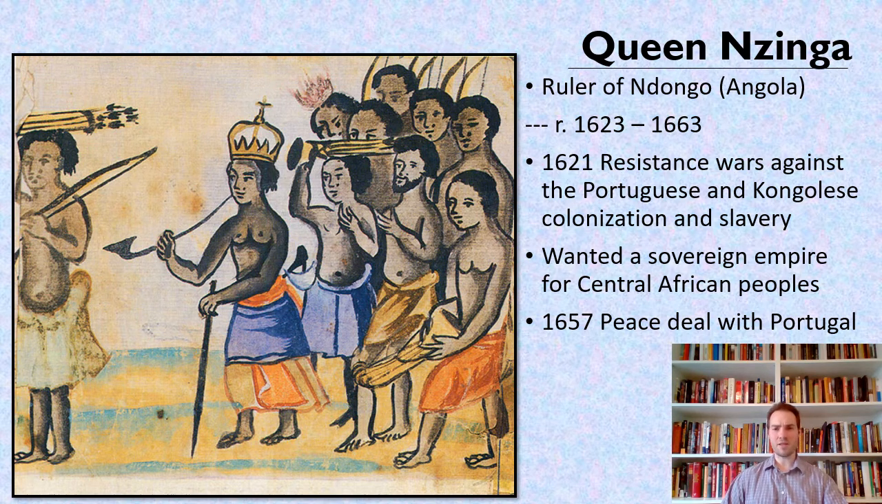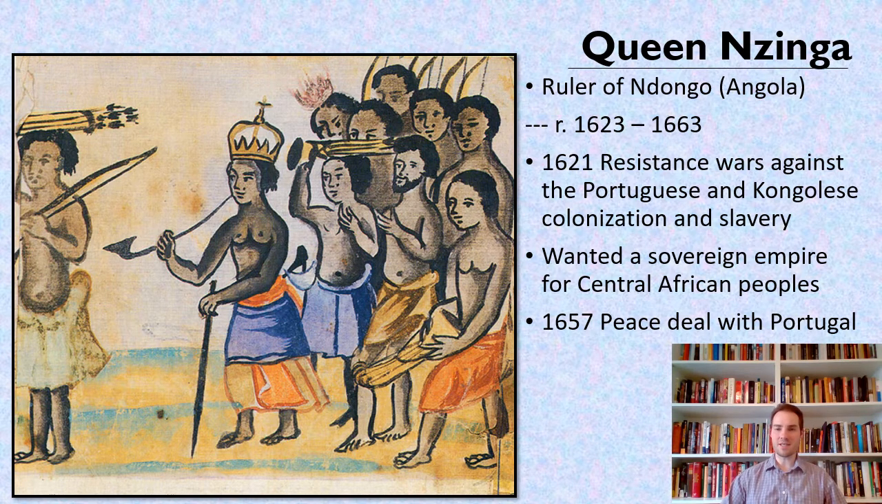So she's involved with lots of wars against the Portuguese, against the Congolese, trying to stop the slave trade and trying to stop colonization. And this is really early stuff. This is like right when the transatlantic slave trade is kicking off. And her idea was that she wanted a sovereign Central African empire that could resist all these outside pressures from Europeans, wouldn't need their guns, wouldn't need their money, wouldn't need to be involved in the process.